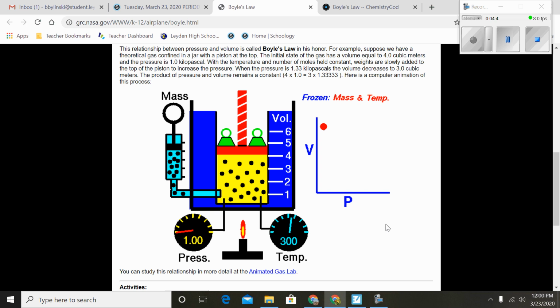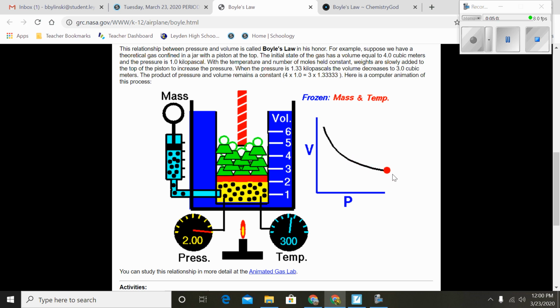So here it is. Okay, so if you notice now, as the pressure goes up, right, it's going from 1 to 2. What's going on here? The volume is going down. So pressure goes up and volume goes down. So this is actually what Boyle's law originally looked like if you were to graph his original data.